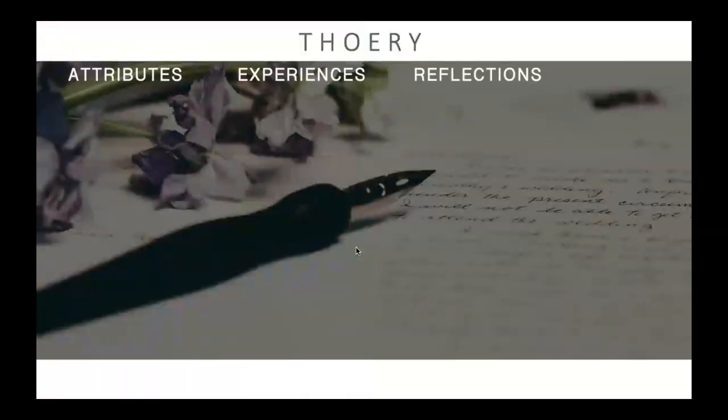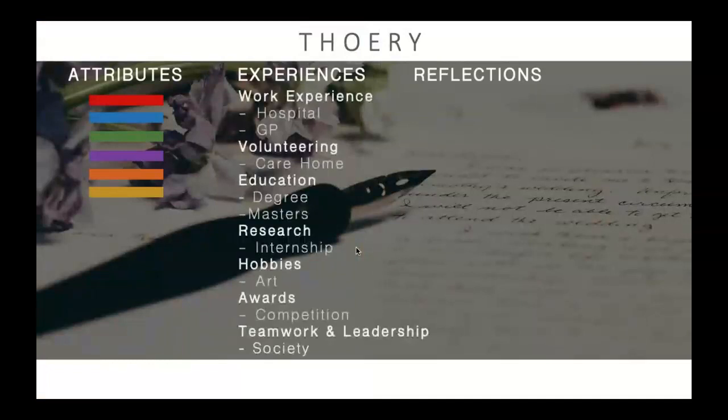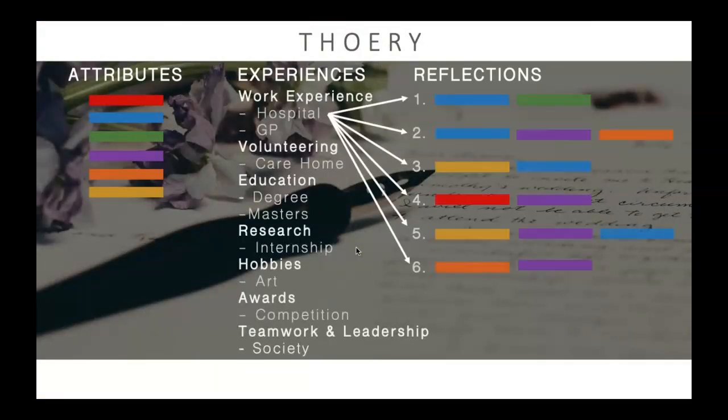So then the final bit is combining it. And what I mean by that is, for each of these, we've got your attributes, your experiences, and your reflections on them. Now, each of these attributes, I've told you that they were different colors, so red might have been communication. You can see here, on my hospital reflection, I had a bit about communication. Maybe I learned something about communication there, maybe with a patient, how a doctor broke bad news, for example, and their communication, I learned something there.